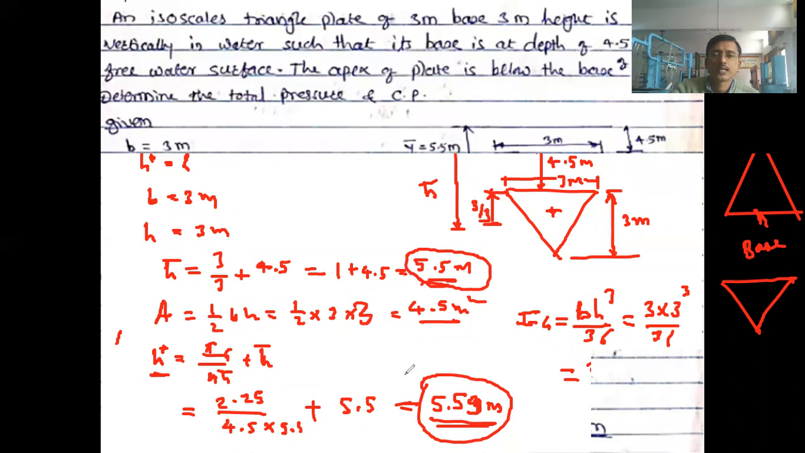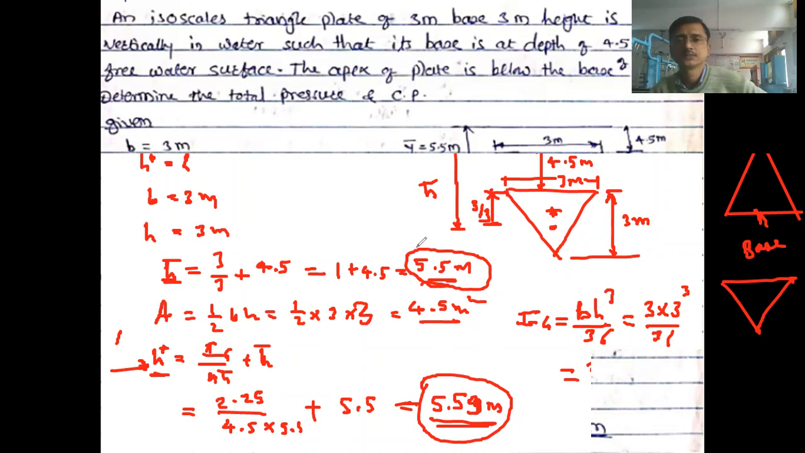So it shows that this total pressure force always lies below the center of gravity. The point of total pressure force always lies at or below the center of gravity. In an MCQ, a question can also be asked on this. So keep in mind this thing.